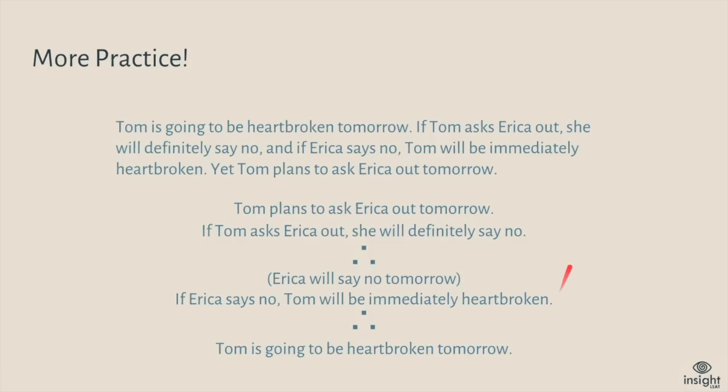That's actually not in the text anywhere, right? If Tom asks Erica out, she will definitely say no. Okay, that gets us really close because we know that Tom does plan to ask her out tomorrow. So if he does ask her out, then she's going to say no. But it doesn't actually say in the text that she'll say no, right? It's there logically. It's almost there on the surface, but you have to see that it's actually an intermediate conclusion. And once we see that, we can see the full logical progression, right? Tom plans to ask Erica out tomorrow. And if he asks her out, she's going to say no. Therefore, she's going to say no tomorrow. If she says no, he's going to be heartbroken. He's going to be heartbroken.